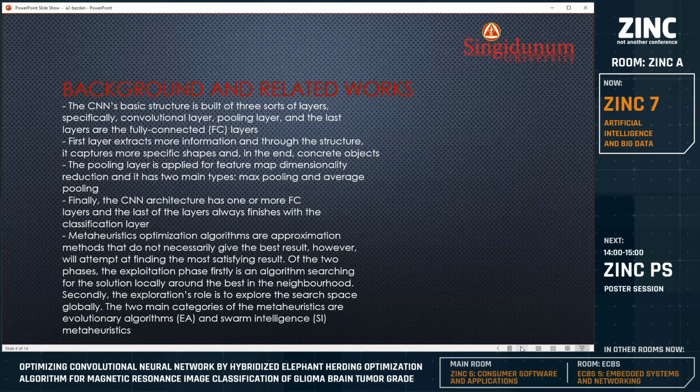By processing image data with CNNs, features are not lost, which is a very important tool in making a good prediction. Second is the pooling layer, which is applied for feature map dimensionality reduction, and it has two main types, max pooling and average pooling, which we'll later see and discuss in the pseudocode. And finally, the CNN architecture has one or more FC layers, and the last of these layers always finishes with the classification layer.